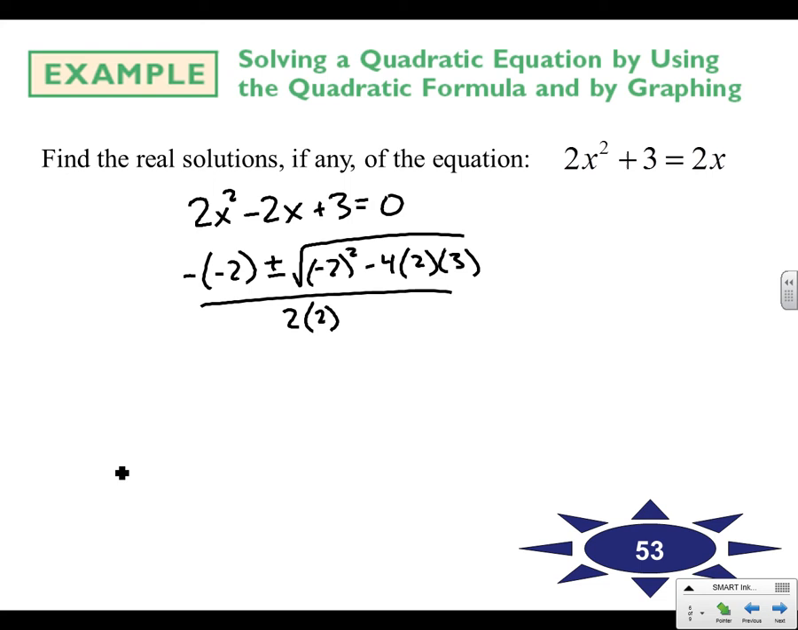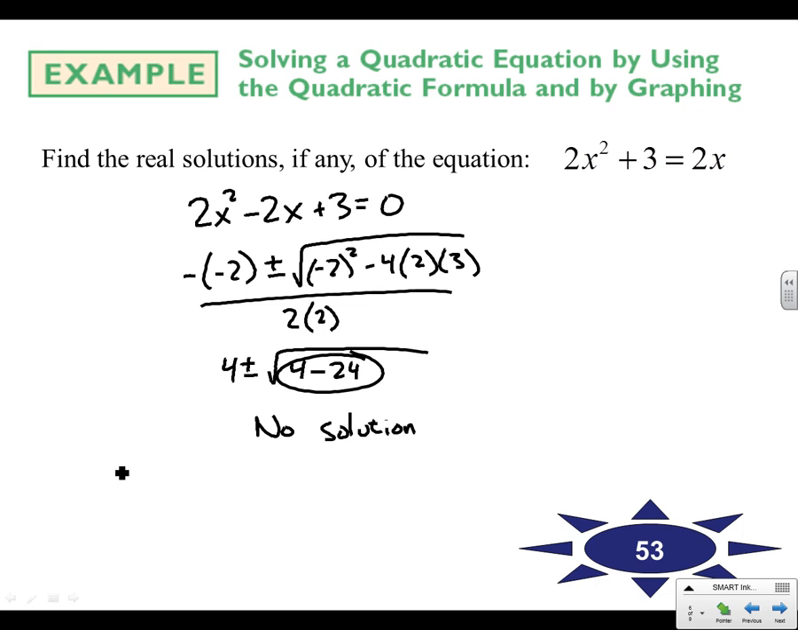We've got negative negative 2, which is 4, plus or minus. 4 minus 4 times 2 is 8 times 3 is 24. Oh, I'm going to stop right there. 4 minus 24 is negative. We can't square root that. We have no solutions. We are done.